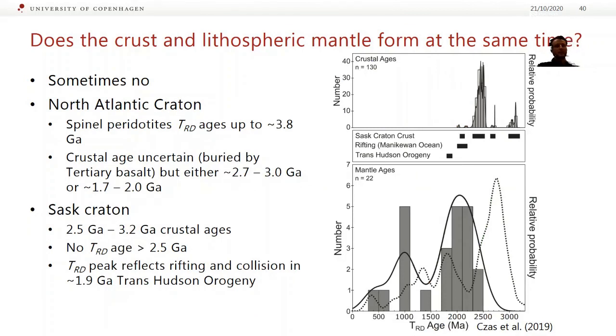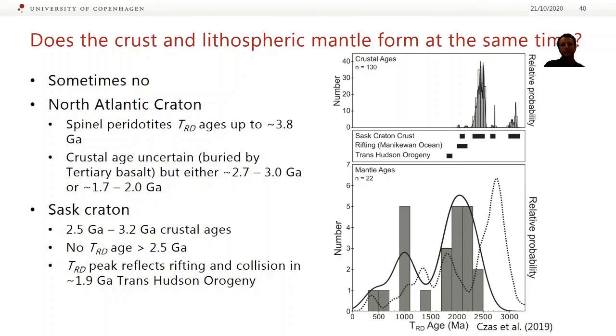Sometimes it doesn't seem to match up at all. So here's an example from the North Atlantic Craton. There's some spinel peridotites with TRD ages which go all the way up to 3.8 billion years old. The crustal age is a little uncertain because it's buried under Tertiary basalts from the North Atlantic Igneous Province. But the crustal age is either about 2.7 to 3 billion years, or it's Neo-Archean, or it's Paleoproterozoic, about 1.7 to 2 billion years old. So there, the mantle appears to be older than the oldest crust in the region.